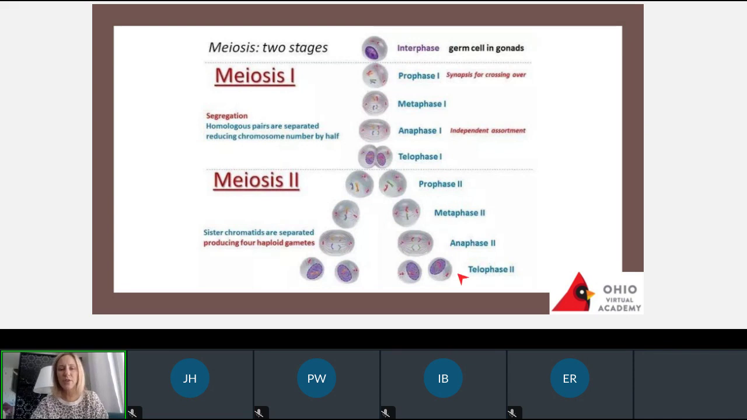What part of meiosis 2 does something different happen? Almost. Not prophase. Metaphase 2. Everybody type metaphase 2. This is super important. This is like a deal breaker if you don't understand it in biology.